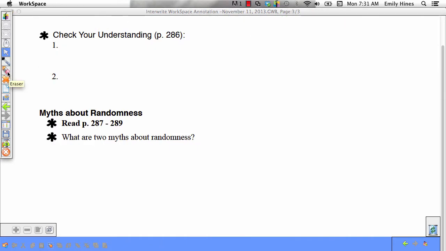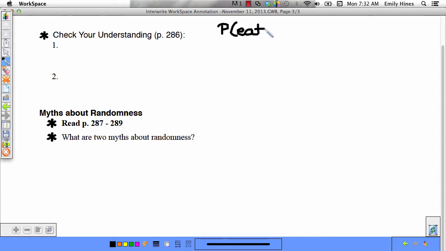Okay, so let's check our understanding from page 286 about just the foundations of probability. The foundations of probability. So 1, according to the Book of Odds, the probability that a randomly selected U.S. adult usually eats breakfast is 0.61. So we would write that like the probability that someone eats breakfast, 0.61.